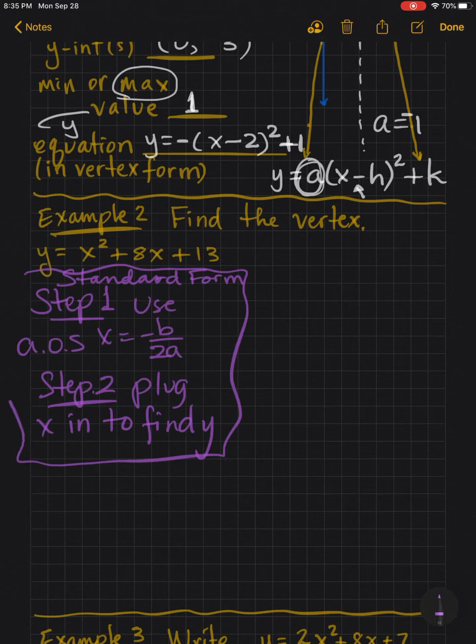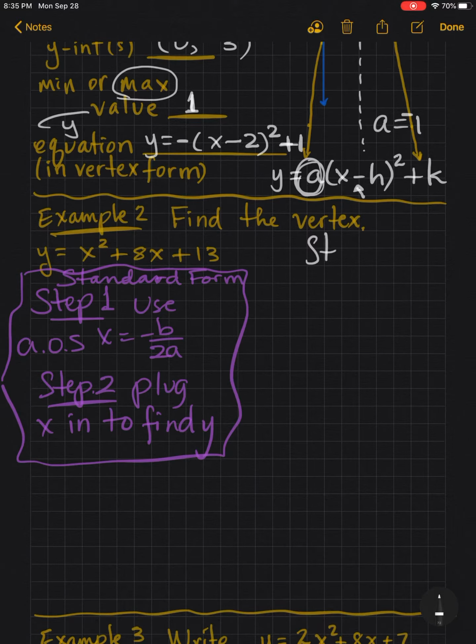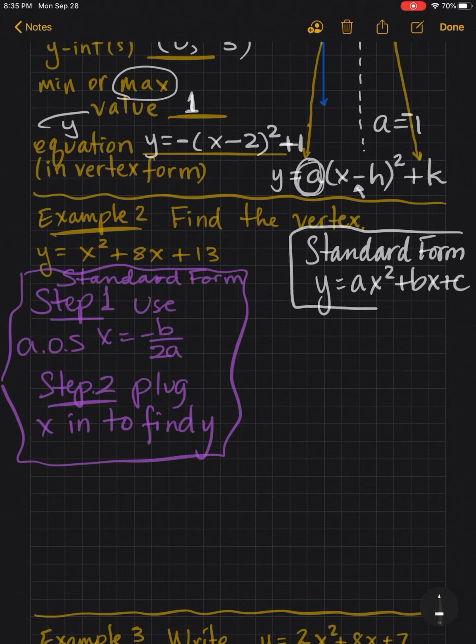Okay, so those are just a couple of easy steps that we can follow. Now let's see how that's going to work out. So remember, standard form is y equals ax squared plus bx plus c. So I can clearly see that this is in standard form, where a is 1, b is 8, and c is 13.